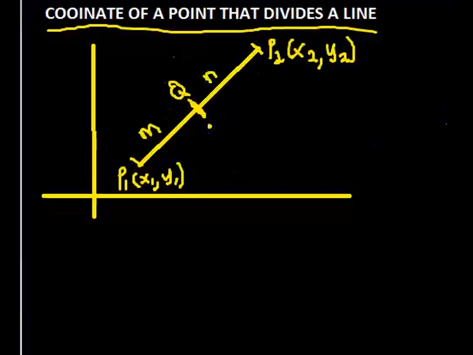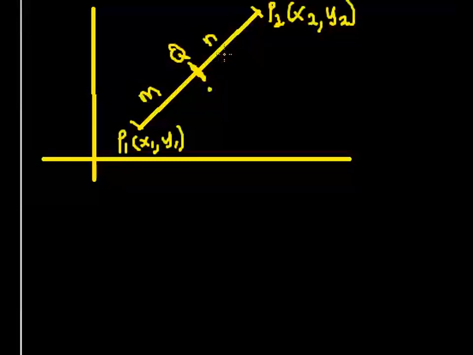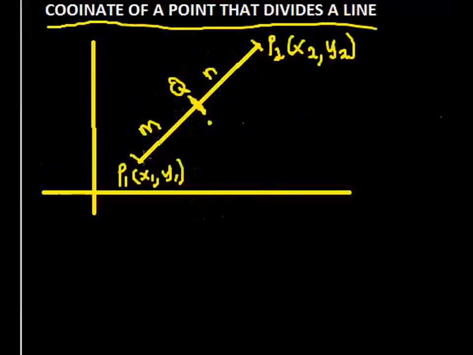If the point divides the line unequally, one part can be greater than the other. But if the 2 parts are equal, that means the ratio of M and N is equal, it is 1:1. So if M and N are equal, Q becomes the midpoint of the line. At that point it becomes the formula for the coordinate of the midpoint of a line. But if it's not equal, the formula actually changes.